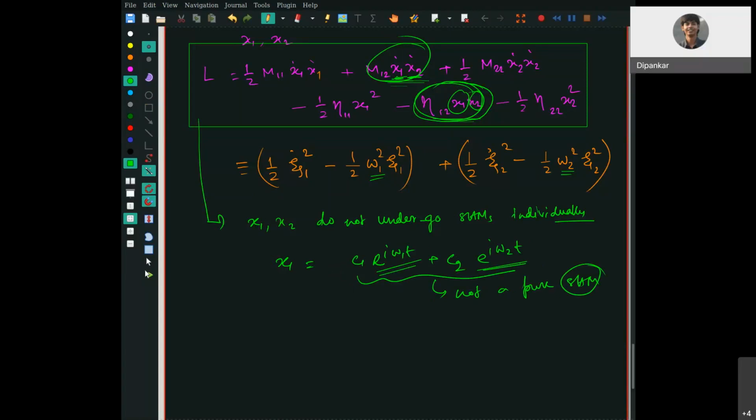So your standard coordinates, if they are mixed like this, do not undergo simple harmonic vibration. Then what are the coordinates that undergo simple harmonic vibrations? Those coordinates are these xi's. If you have further confusion, let me know.